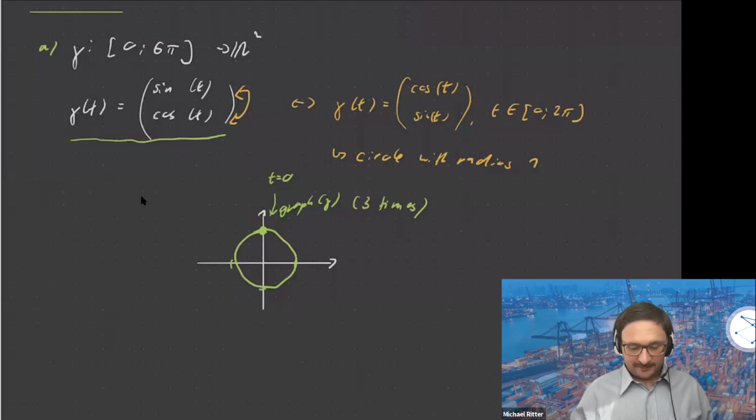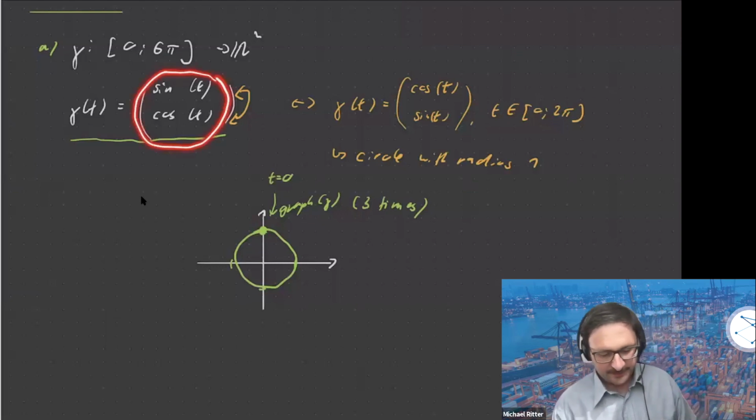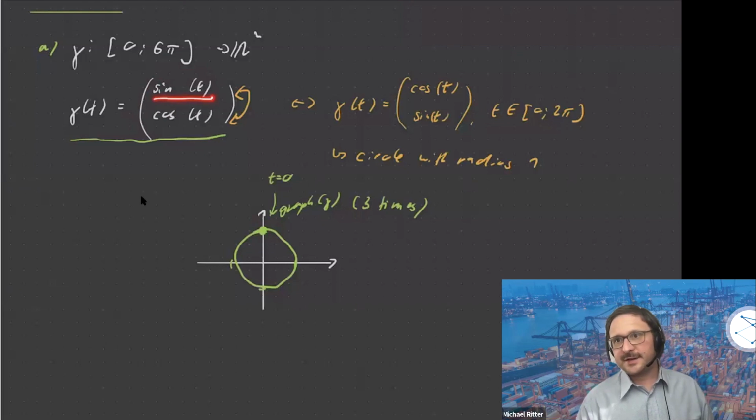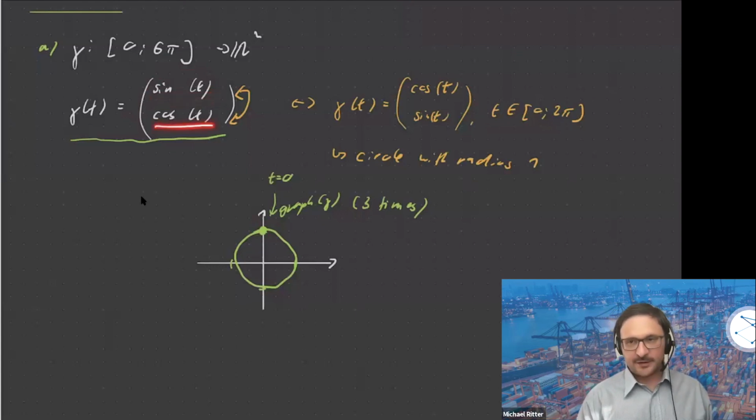And then what happens when you start at this point? Well, the first coordinate increases. If you go from 0 to positive values, that first coordinate will increase. The second coordinate starts at 1 and decreases.